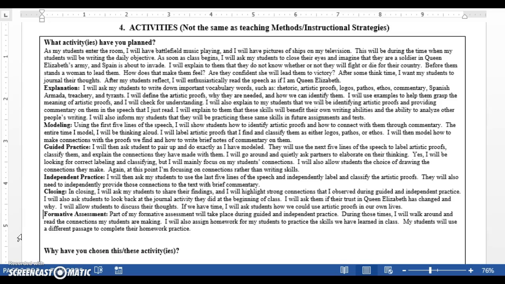And we can discuss this. And if we have time, I only have 40 to 45 minutes in a class time, but if we do have time, I want to ask students and maybe just get them to think, how could they use artistic proofs in their own lives, especially in the future?